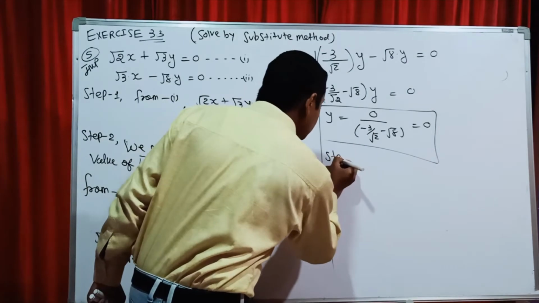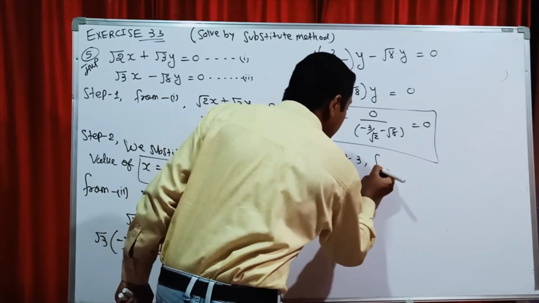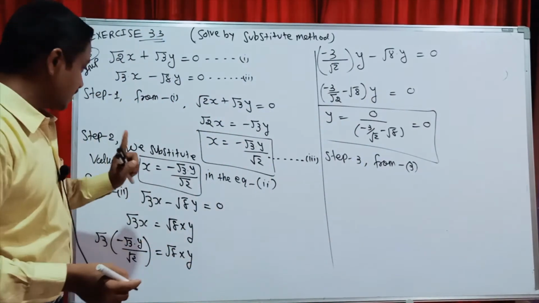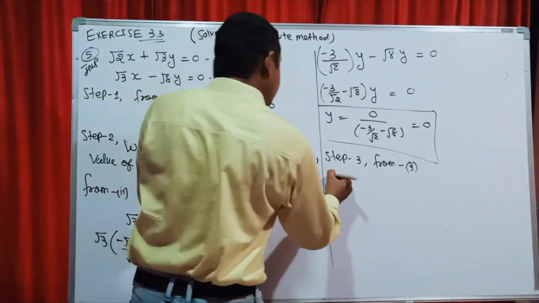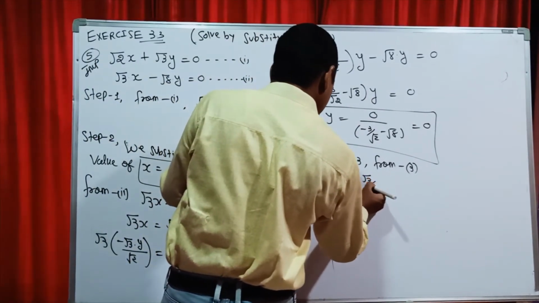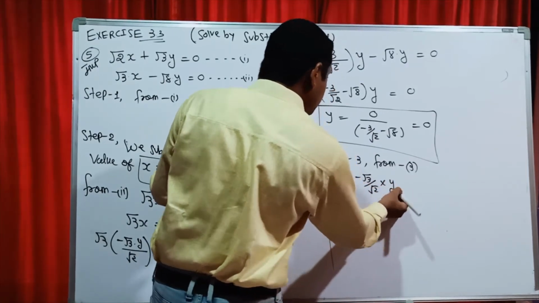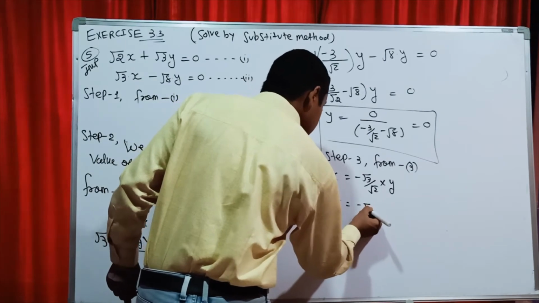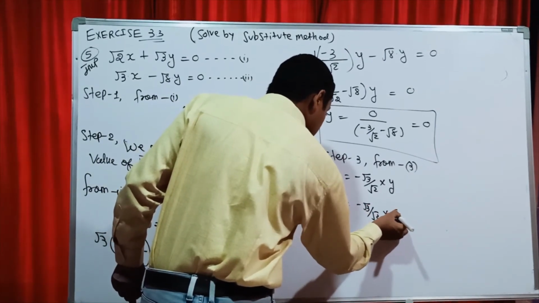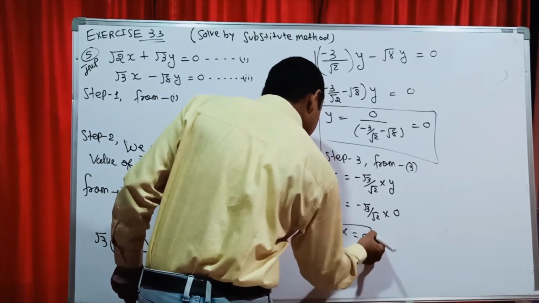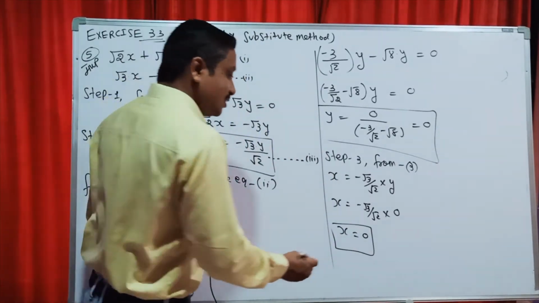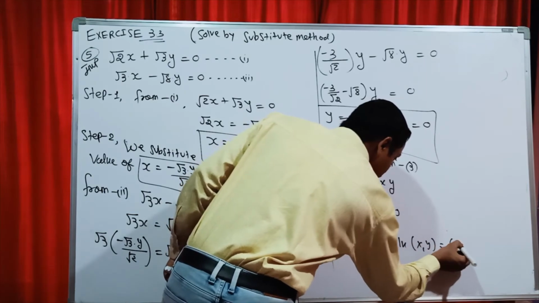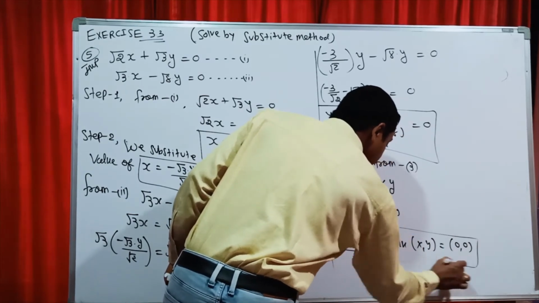Now step 3, from 3. What is the third equation? Yes, this is your third equation. x is equal to minus root 3 by root 2 y, and this y you put in successfully. So minus root 3 by root 2 into 0. Now 0 into anything? Yes, again 0. So my solution is finally done, which is 0, 0.